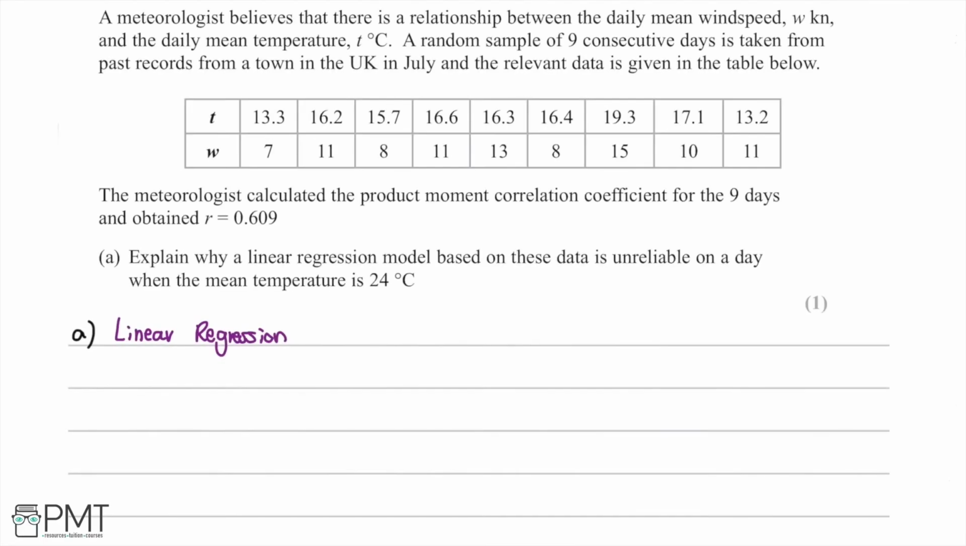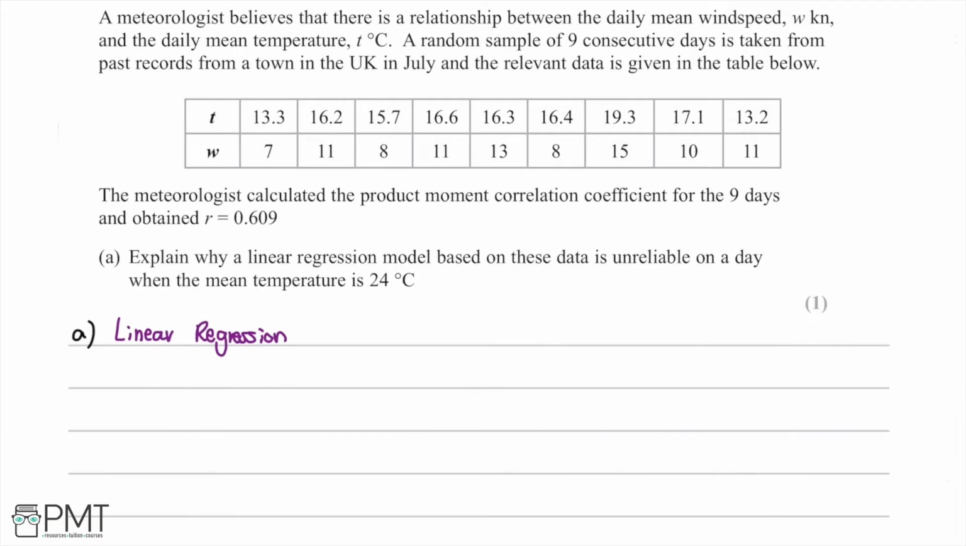In this question we're told that a meteorologist believes that there's a relationship between the daily mean wind speed, denoted by W and measured in knots, and the daily mean temperature, denoted by T and measured in degrees Celsius. We're told that a random sample of 9 consecutive days is taken from past records from a town in the UK in July, and the relevant data is given in the table below. One row gives the temperatures and the other gives the daily mean wind speed. The meteorologist calculated the product moment correlation coefficient for the 9 days, and obtained r equal to 0.609.